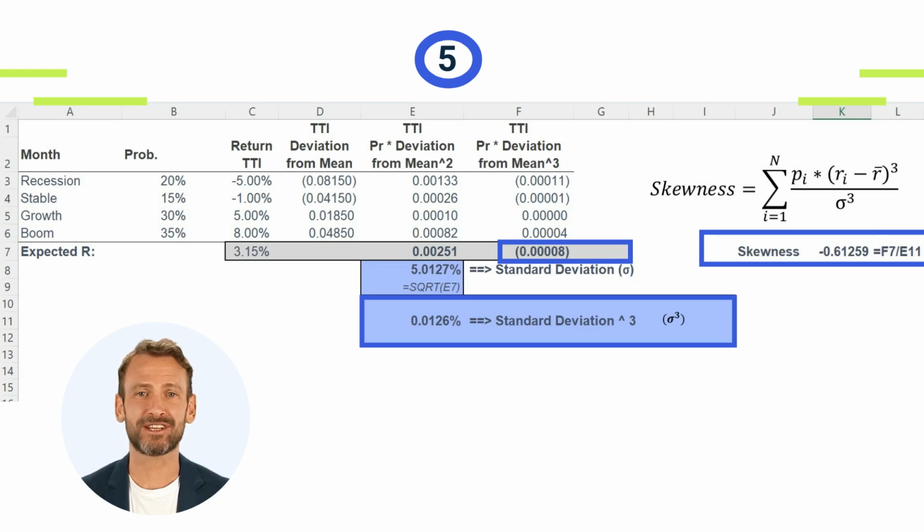Finally, you only need to divide the sum of the deviations raised to the third power, which has a value of negative 0.00008, by the denominator of 0.0126%. The result is negative 0.61, which is the skewness in this context of probabilistic scenarios.